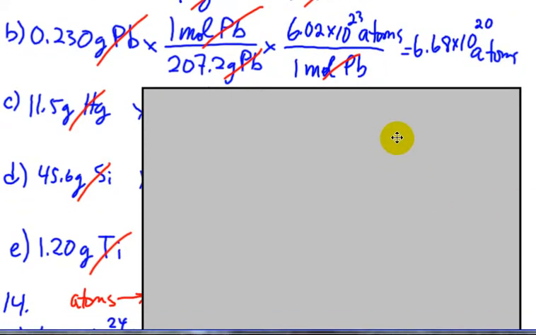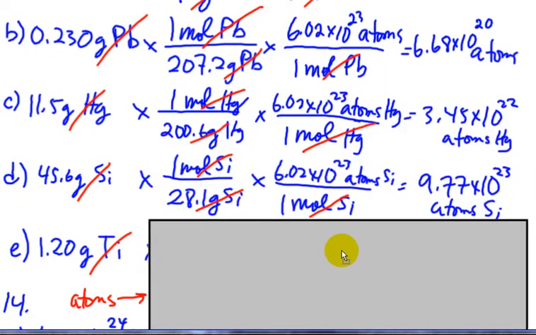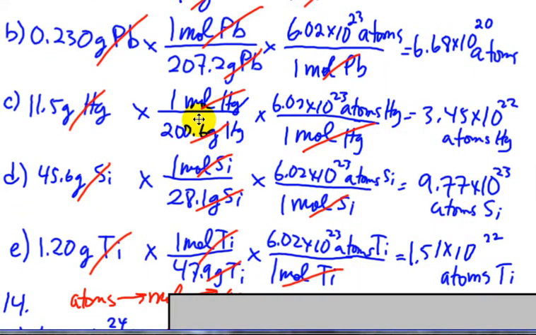Okay, if you had an opportunity to do those questions, here are the answers. So mercury, 200.6. Then you can see it's the same conversion at the end for all of these. Silicon, 28.1 grams. Titanium, 47.9 grams. And then for all of them, you're multiplying by 6.02 times 10 to the 23rd. All of these have three significant digits, so your answer needs to have three significant digits as well.